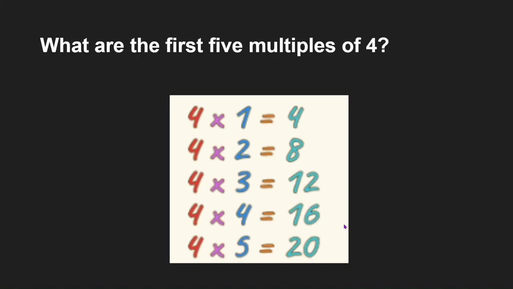Another way that some people like to do this is called skip counting. So you're counting by 4s, right? 4, 8, 12, 16, 20. If you're good at that, that's a perfectly fine way to think about this as well.